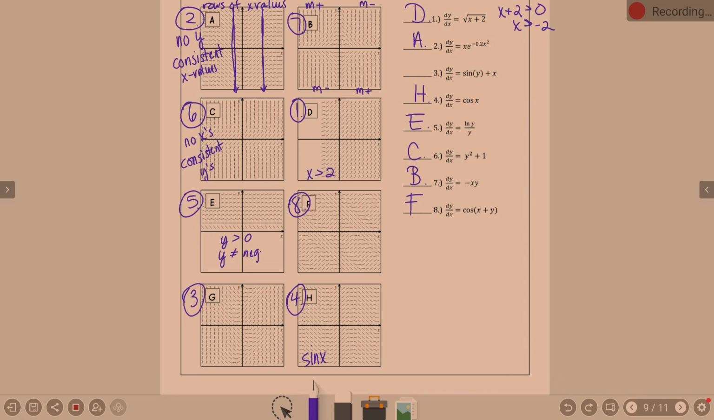Three has to be G, unless we've messed something up along the way, right? What did I look at on this one? Okay. I looked at when y is 0. What do you know about the sine of 0? Sine of 0 is 0, yes?